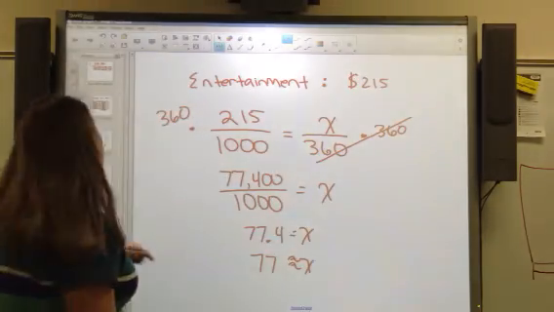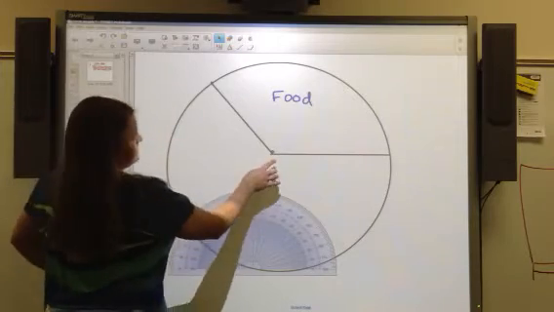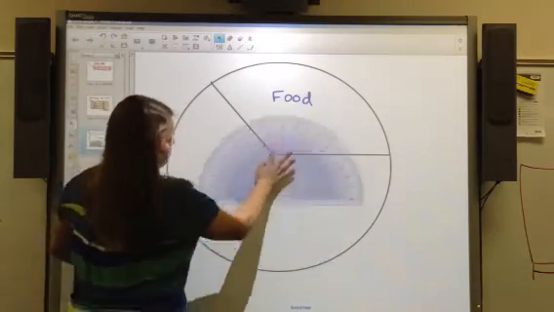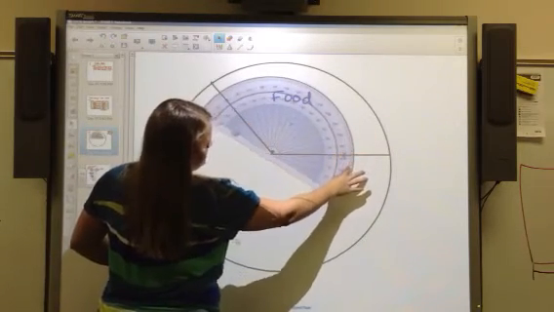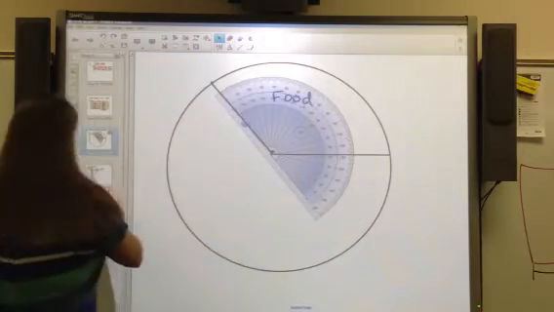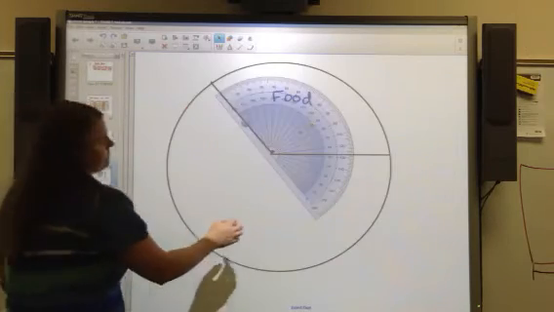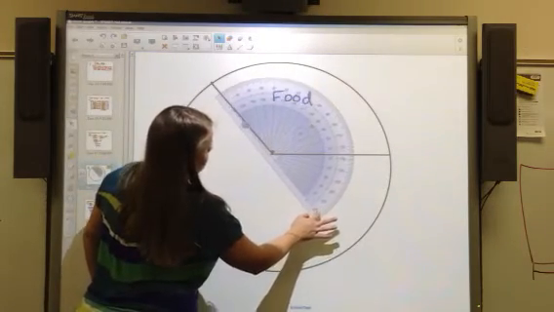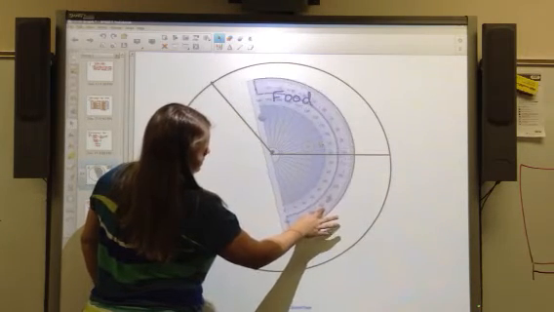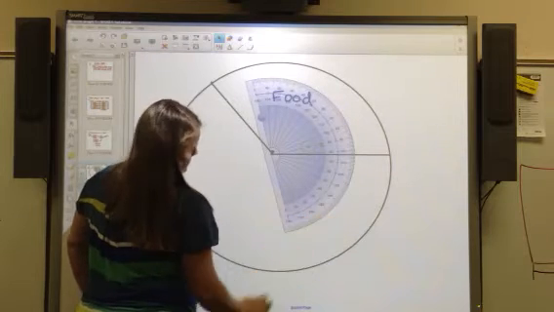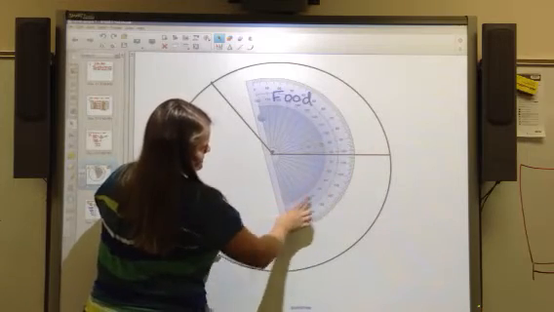So again, I'm going to go back to my circle graph. And this is where it gets a little tricky this time because I'm going to work off of one of these lines. I'm going to take my protractor. I'm having a hard time with that today. And I'm going to rotate it so that I have 77 showing on my graph. Almost there. 77 is right there. So I've got my 0 mark here, and this distance right here is 77.